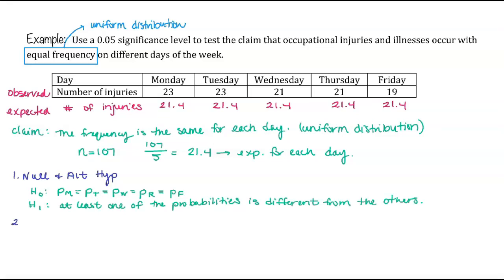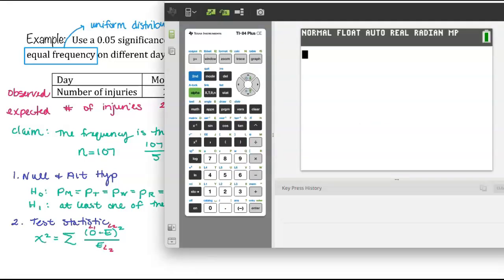The second step is to calculate the test statistic. The test statistic, chi-squared, is equal to the sum of the differences between each observed value and the corresponding expected value squared divided by the expected value. Let's start by putting our observed values into list 1 and expected values into list 2 in our calculators. Whether you are working with a TI-83 or 84 calculator, this part of the process is the same.